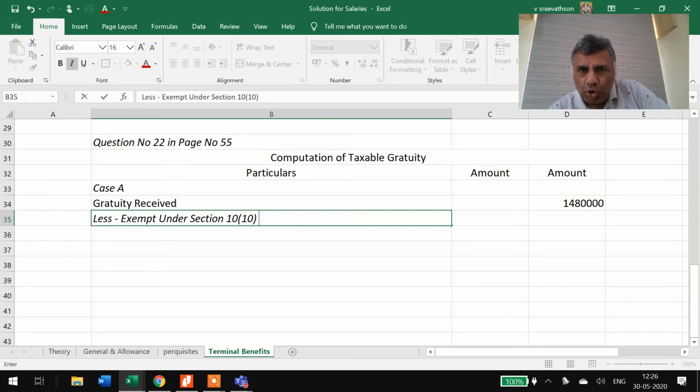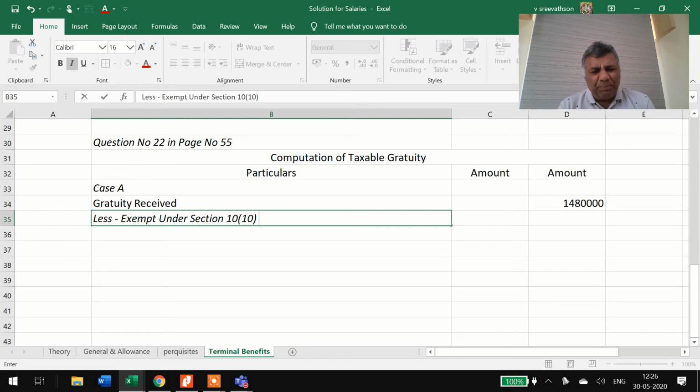If you don't remember the subsection, nothing wrong. You can write exempt under section 10. If you are very sure, section 10(10). If you forget the section 10 also, "less exemption" is fine. The examination is not testing your memory power. It is testing your understanding ability.